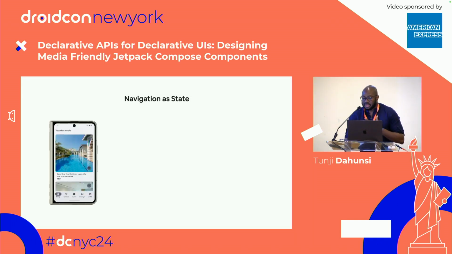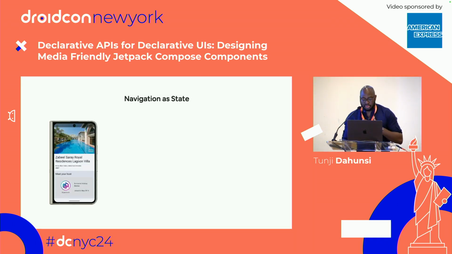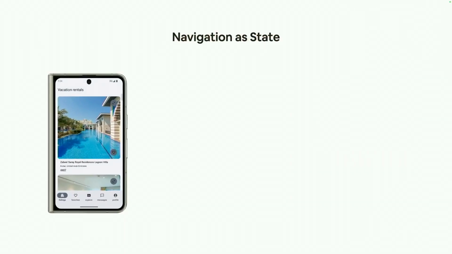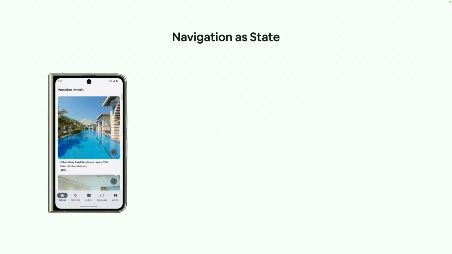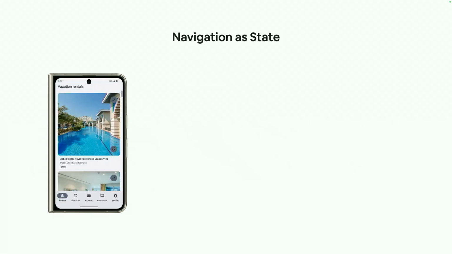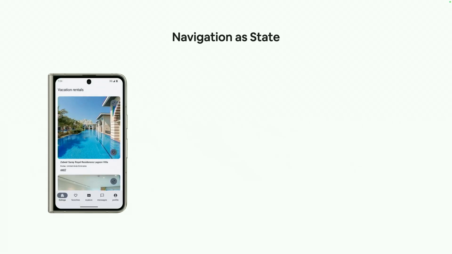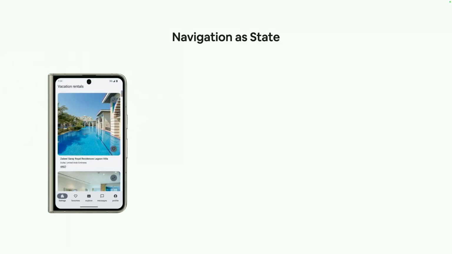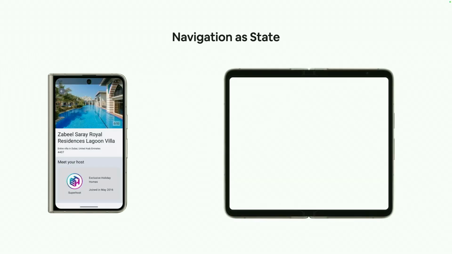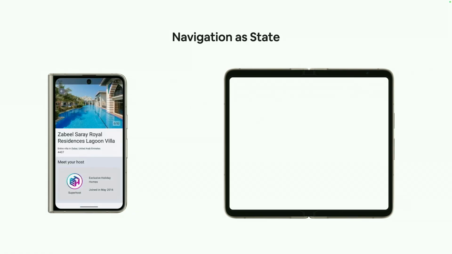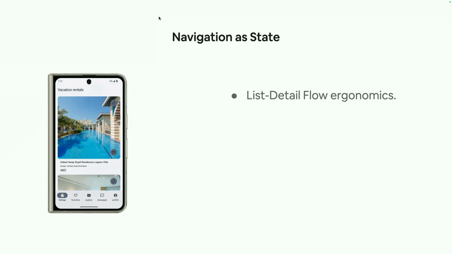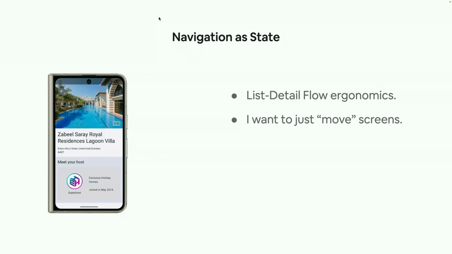Okay, but navigation as state, this is what I was working on at Google. You have a basic list detail flow. No animations yet. And my job was to write guidance on how to help developers adapt this from a phone to this. How do you make list detail flow look amazing on tablets or large screen devices? So improve the list detail flow ergonomics was my job.